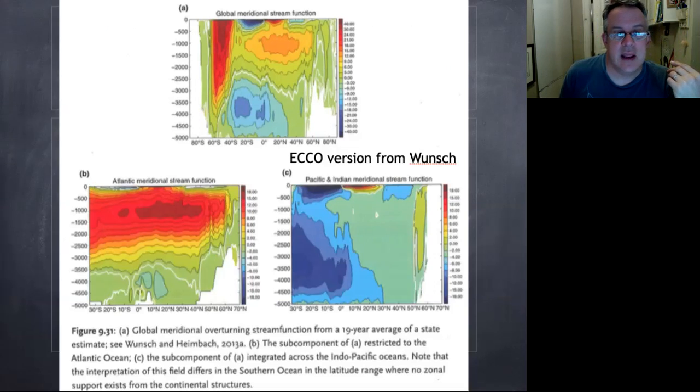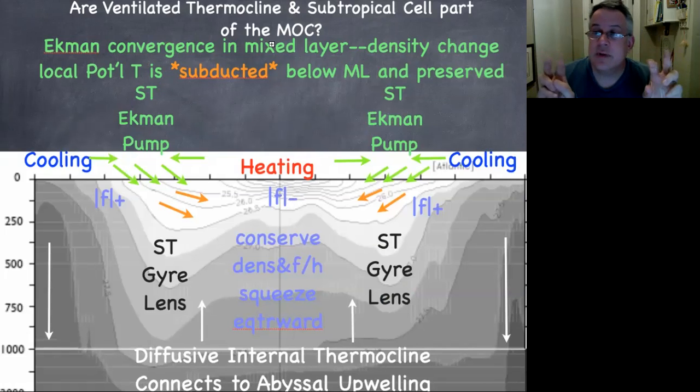Here's the same kind of schematics, just showing the ECCO version from Wunsch. And I believe I've given you code to calculate these if you wanted to look at these in ECCO for your paper number 4. What is this wind-driven overturning stuff?